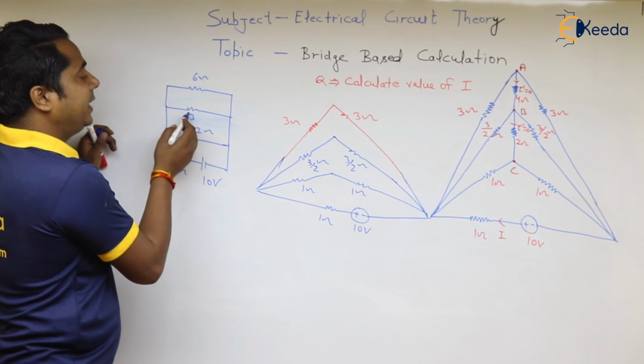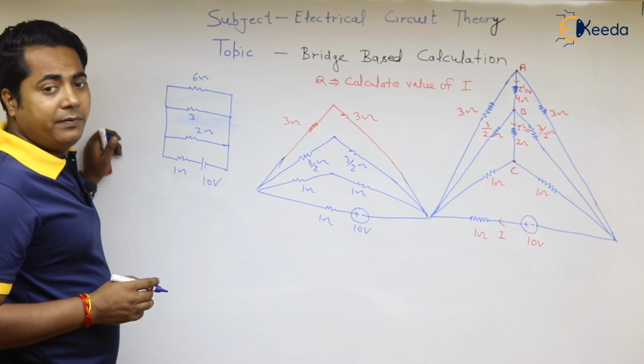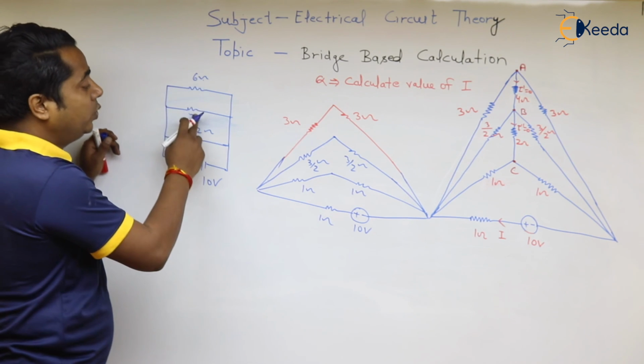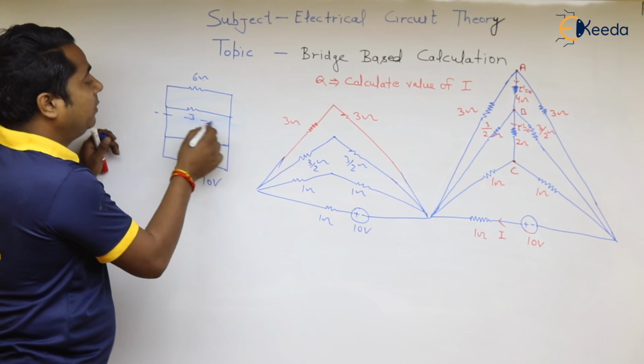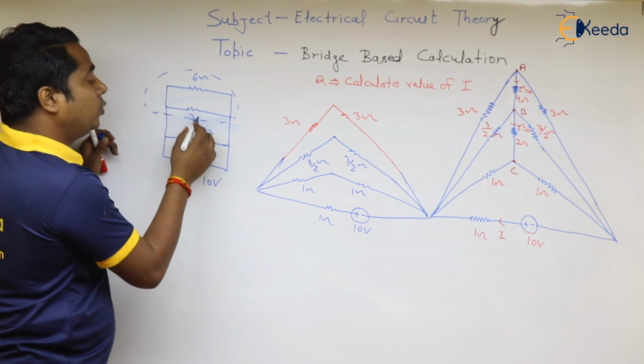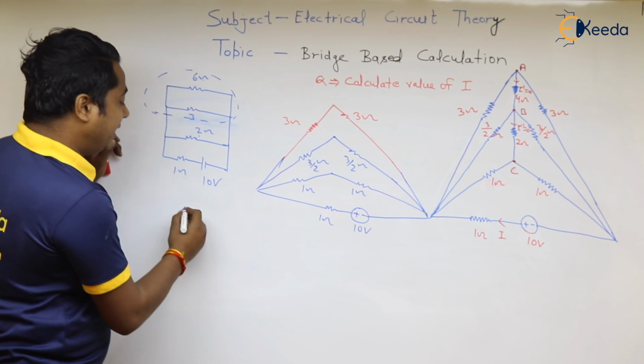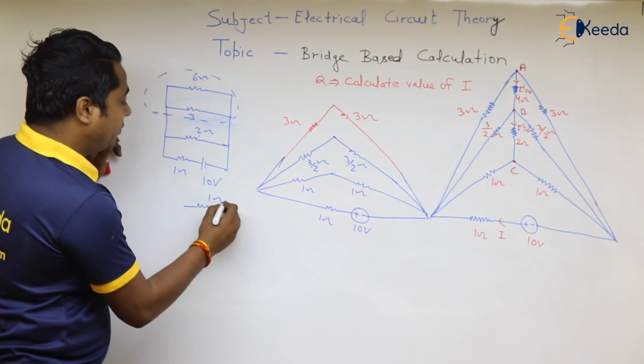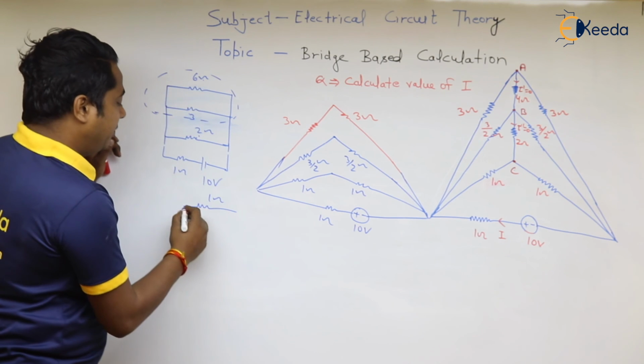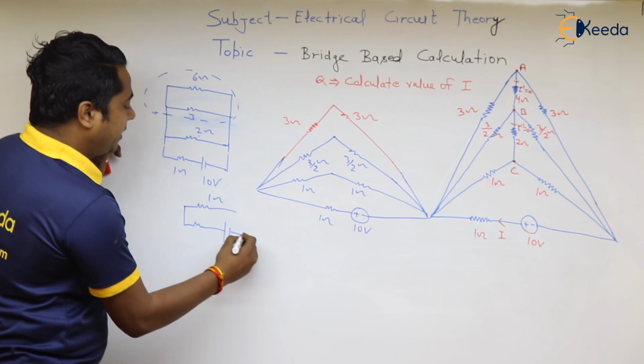Now we can calculate easily. This 6 ohm and 3 ohm are in parallel. When you calculate, this will be 2, and this 2 and 2 are in parallel, then this will be 1. Then finally if you draw the circuit, this 1 ohm equivalent of these and 1 ohm here and 10 volt.